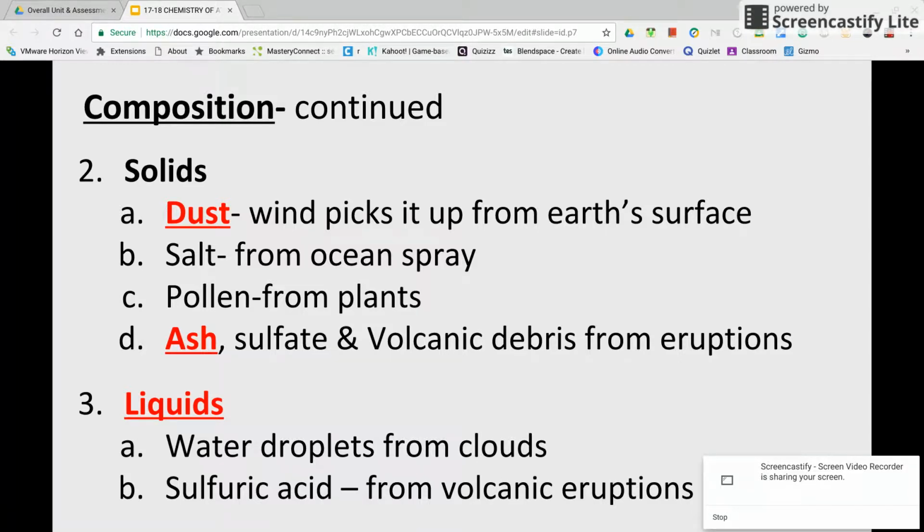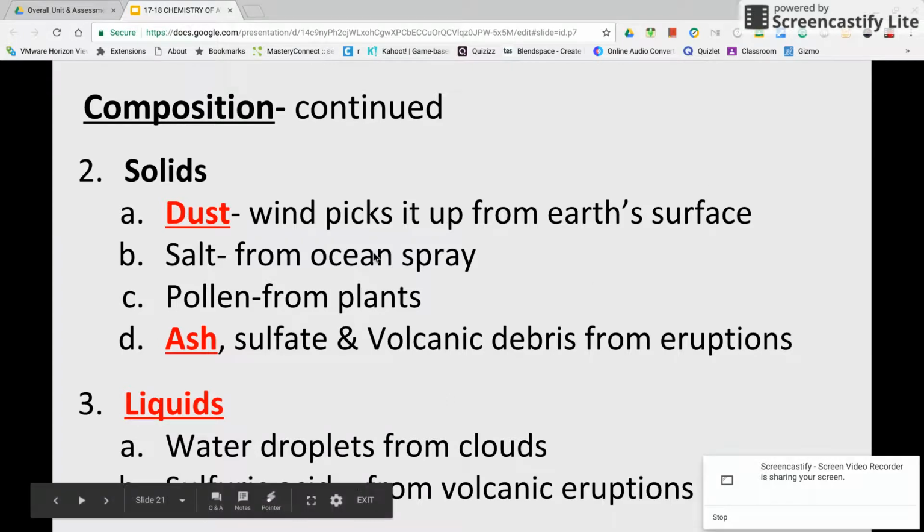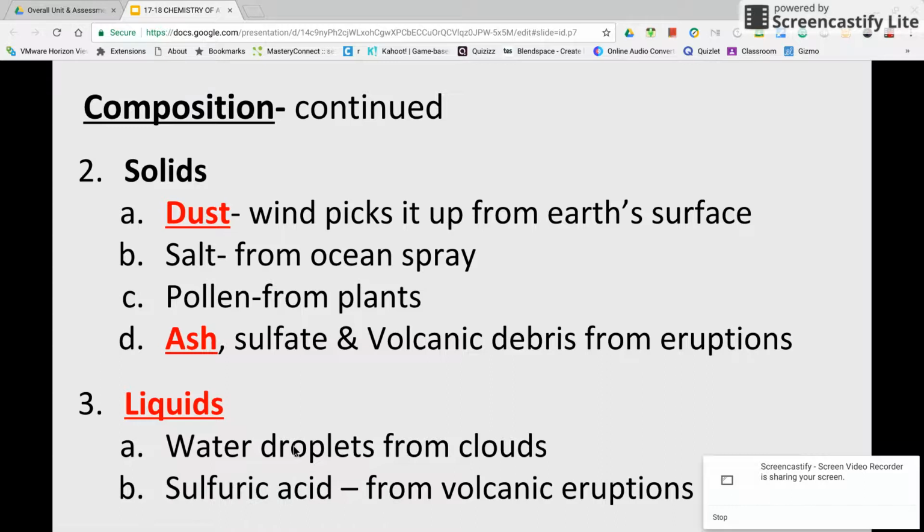And once it's there and suspended, it's considered to be a part of the atmosphere until it comes out of that air. And we can also get things like actual liquids. Clouds are water droplets, liquid water droplets that are being suspended in the air. So that's what a healthy atmosphere would look like.